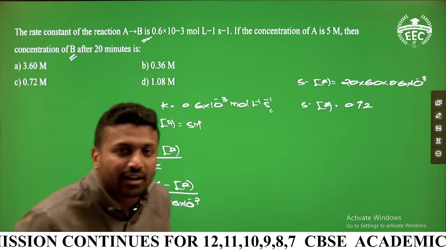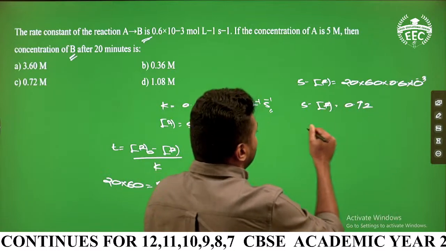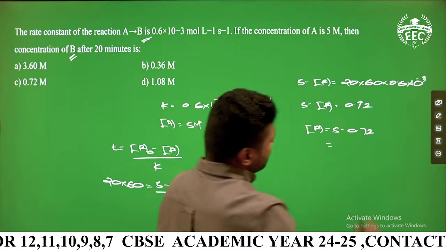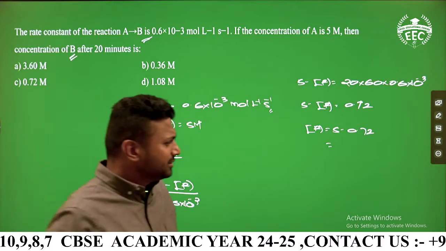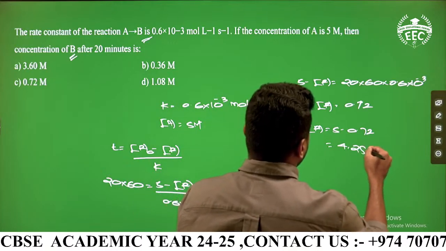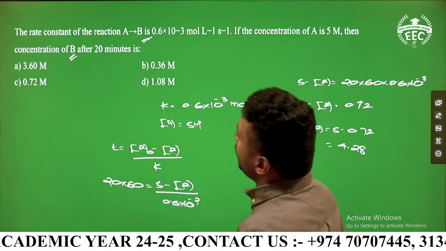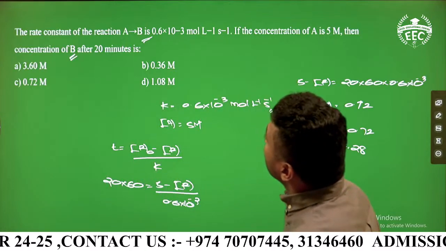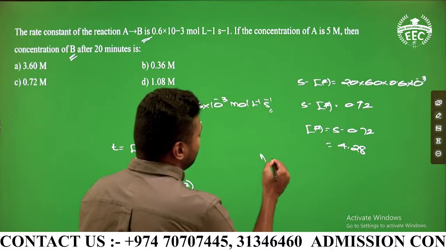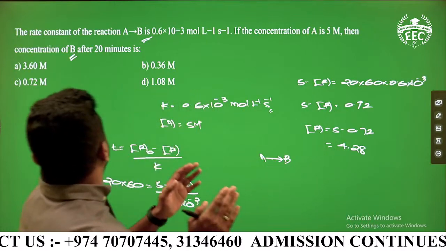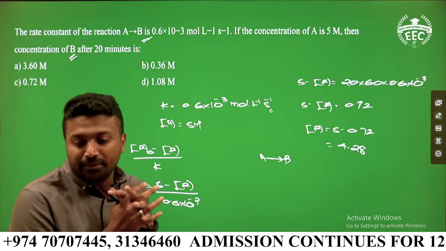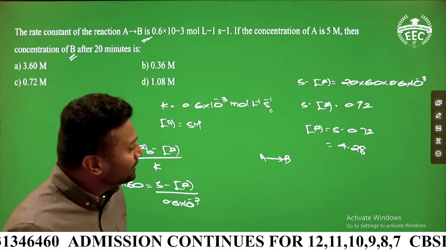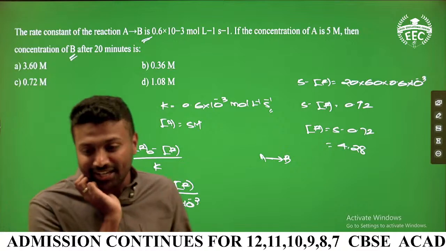So what will be the concentration of R? Minus R going over becomes plus R, so R is equal to 5 minus 0.72. 5 minus 0.72 is 4.28, right? But there is no option called 4.28. What will we do? A giving B. Read the question once again: concentration of B after 20 minutes. Any idea? Give me the answer, please. Option 4.28 is not here. Any one of you, what will you do?